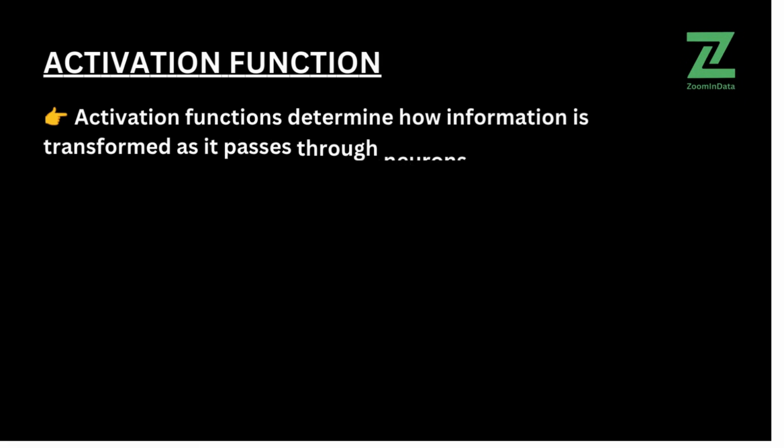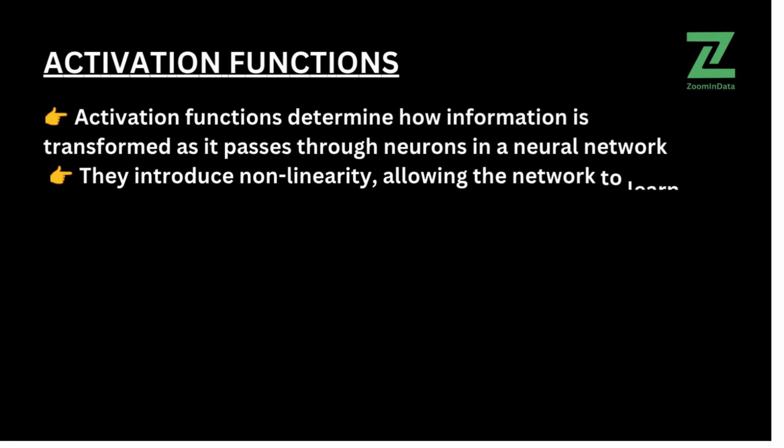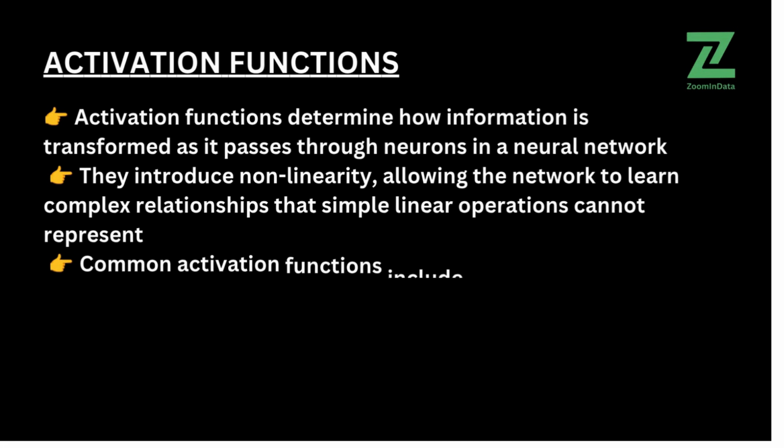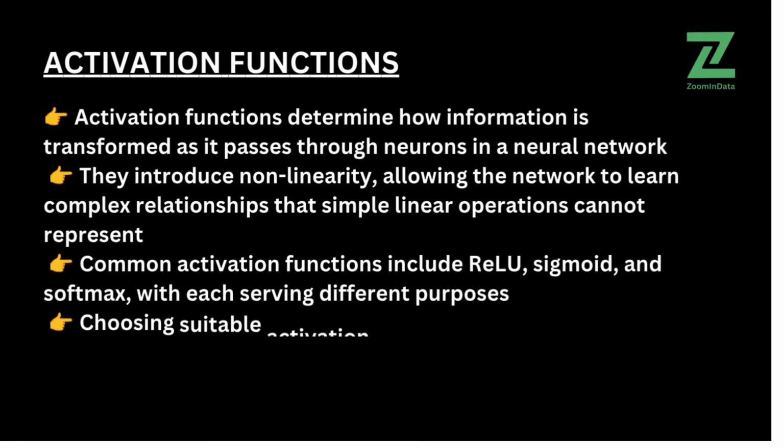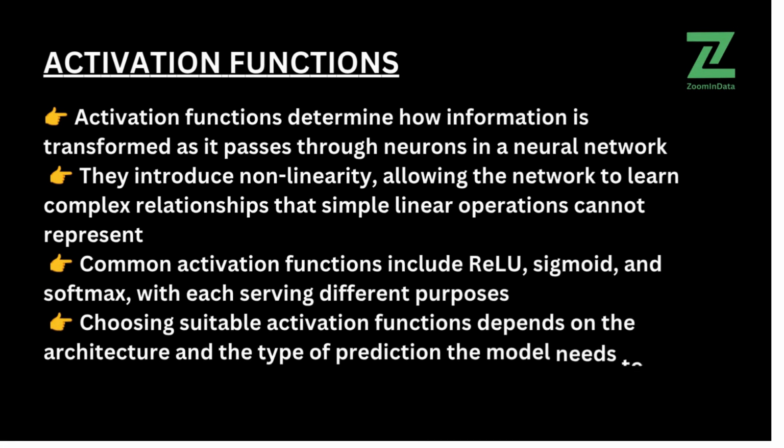Activation functions determine how information is transformed as it passes through neurons in a neural network. They introduce nonlinearity, allowing the network to learn complex relationships that simple linear operations cannot represent. Common activation functions include ReLU, sigmoid, and softmax, with each serving different purposes. Choosing suitable activation functions depends on the architecture and the type of prediction the model needs to produce.